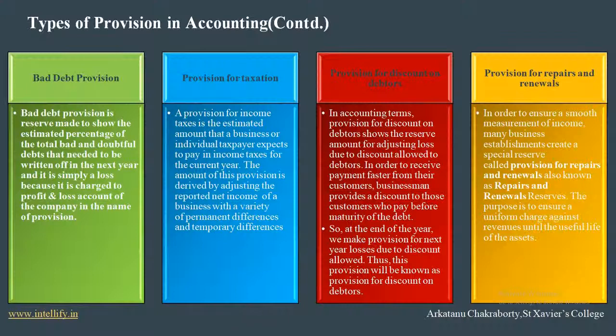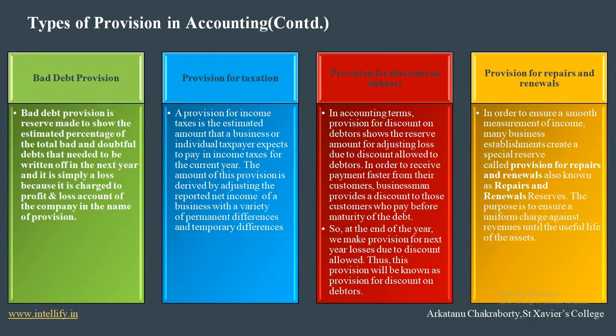Number 1. Bad debt provision. The bad debt provision is a reserve made to show the estimated percentage of total bad and doubtful debts that need to be written off in the next year, and it is simply a loss because it is not charged to the profit and loss account of the company in the name of provision.